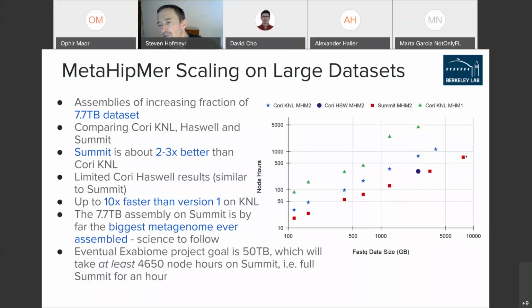So one of the things we can use this kind of plot for is to extrapolate how long it would take, or at the very least how many node hours, to assemble larger and larger data sets. So here, we've assembled up to an almost 8 terabyte data set. Our eventual goal of the Exabiome project is to assemble 50 terabytes.